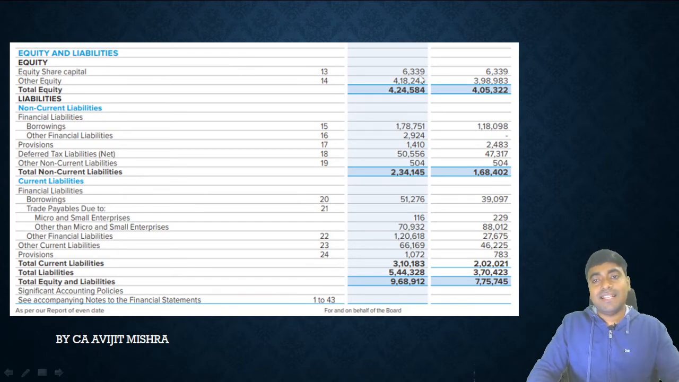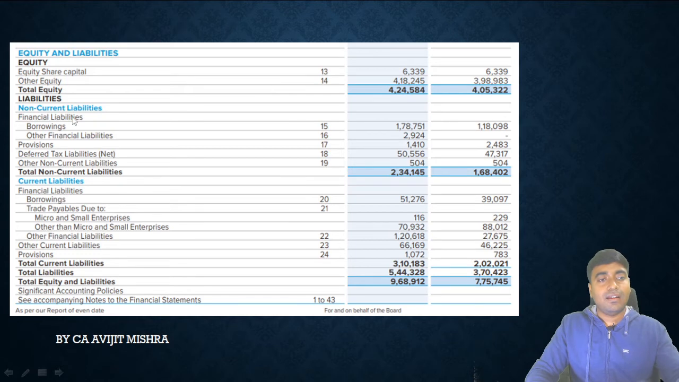If you see here, Reliance has a capital of 6339 crore, but during the last 20-25 years, they have earned a profit of around 418245 crores, and they have accumulated that amount of money in the company. Correct? Now the equity portion is clear.